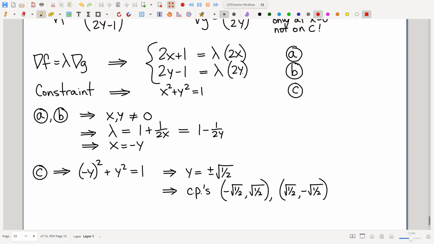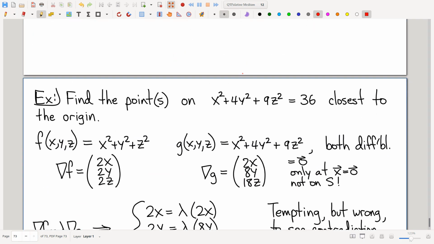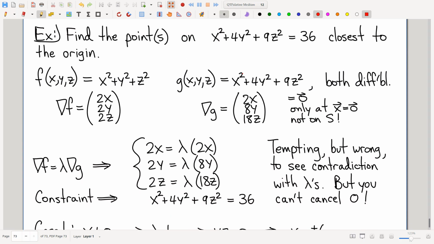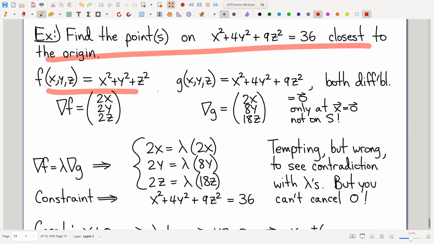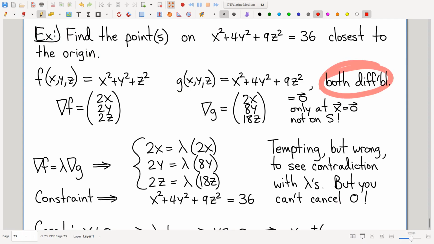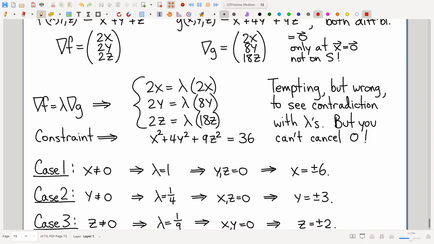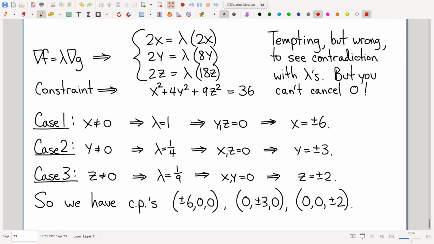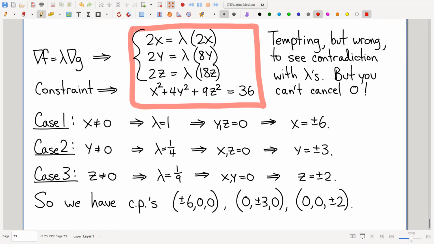Okay, last example. And this has a really tricky point in it. So again, question, objective function, constraint function, check for differentiability, check for degeneracy, blah, blah, blah. Let's get down to the good part. Here's our system of equations. Again, that's our Lagrange condition and our constraint together. Okay.